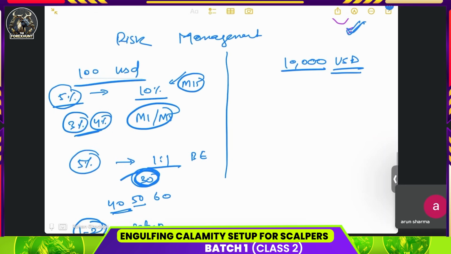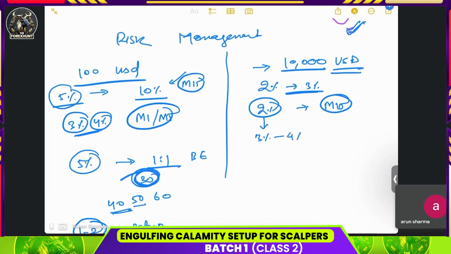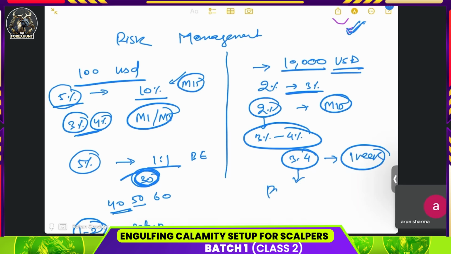Okay. For a 10,000 USD funded account, you can risk 2% or 3% per trade. In practice, if you find a funded account or you purchase a real funded account, only focus on 2% on M15 setups. For 2%, try to gain at least 3 to 4%. In 3 or 4 entries, which will hardly take you 1 week, you can potentially pass your account.